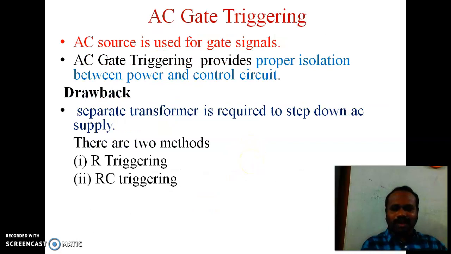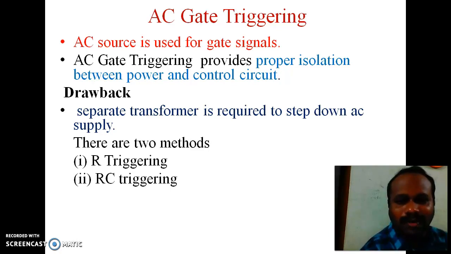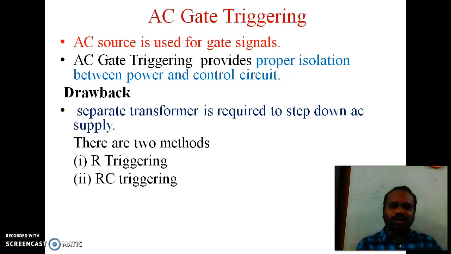Next one, AC gate triggering. In this case of AC gate triggering, an AC source is used for the gate signal. In DC gate triggering, a DC source is used, but in AC gate triggering, an AC source is used. AC gate triggering provides proper isolation between power and control circuits. In DC gate triggering, there is a drawback: there is no isolation between control circuit and power circuit. But this AC gate triggering will overcome the drawbacks of the DC gate triggering.